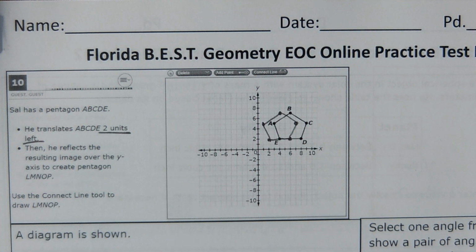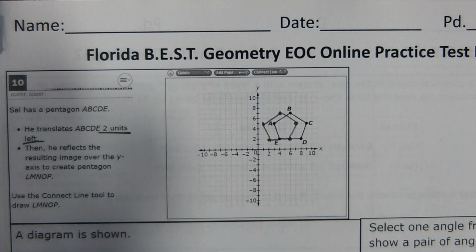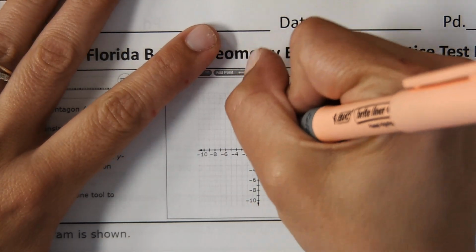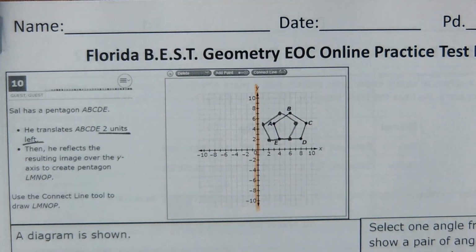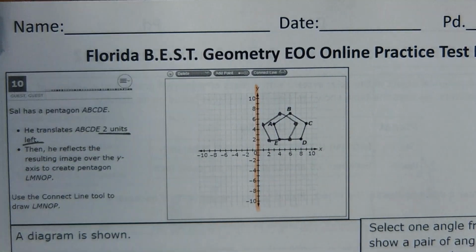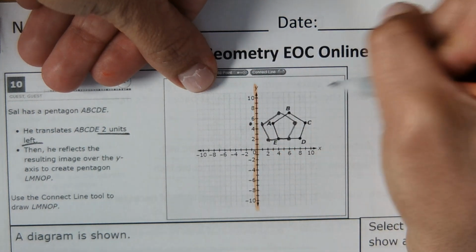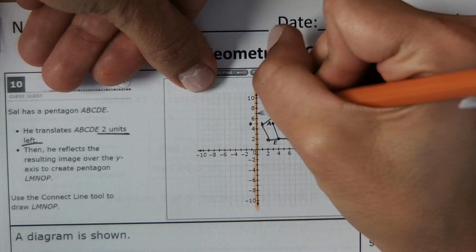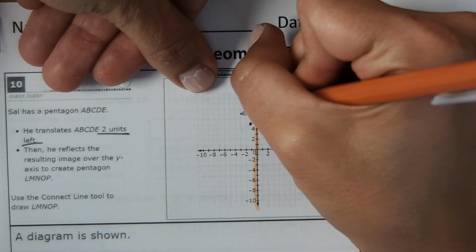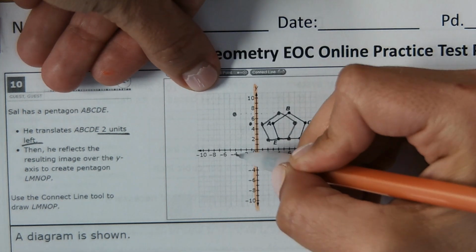Okay, then he reflects the resulting image over the y-axis to create pentagon LMNOP. So identify your y-axis, and then in reflecting the points, you just make them the same distance on the other side. So like right here is one away. This is 1, 2, 3, 4. 1, 2, 3, 4. You can also use the coordinates to help you.